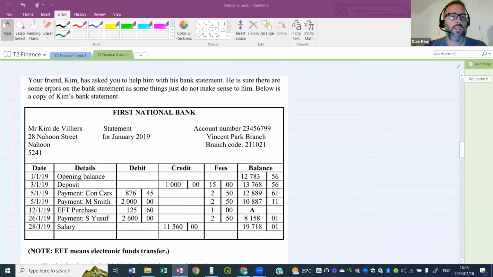It says here, your friend Kim, at the top there, the text, your friend Kim has asked you to help him. Very strange for Kim to be a boy's name.